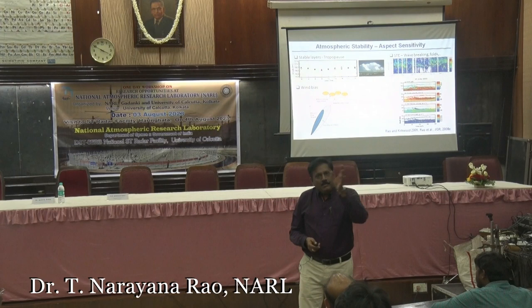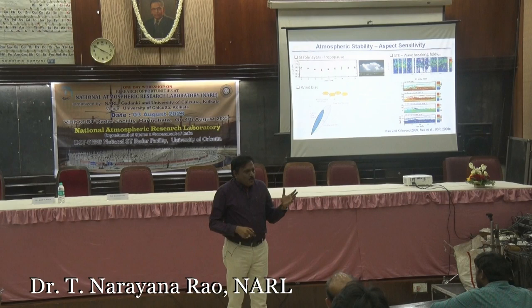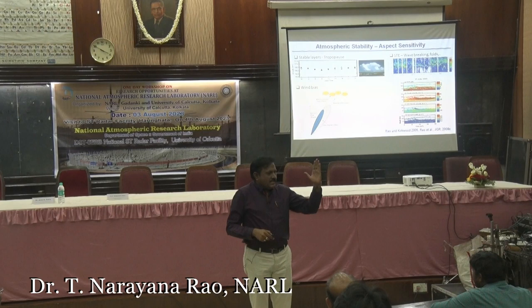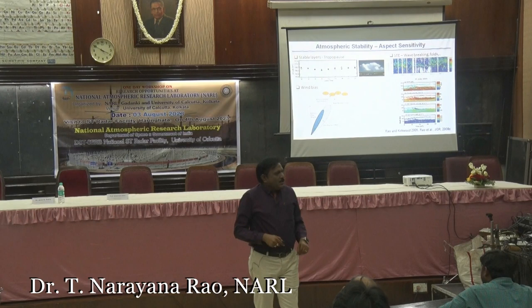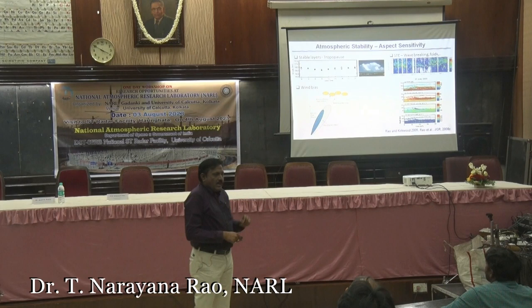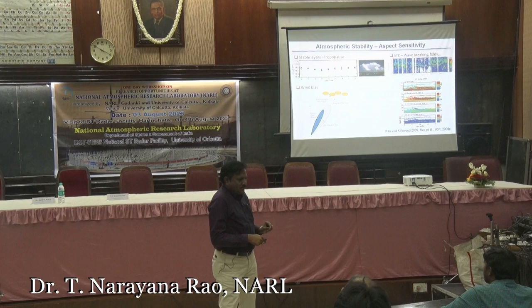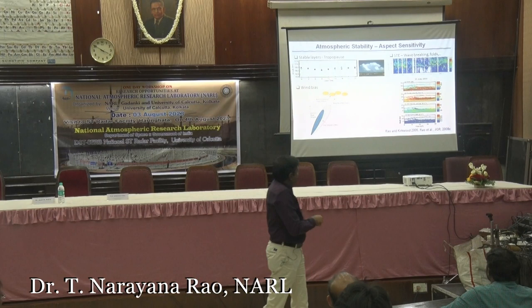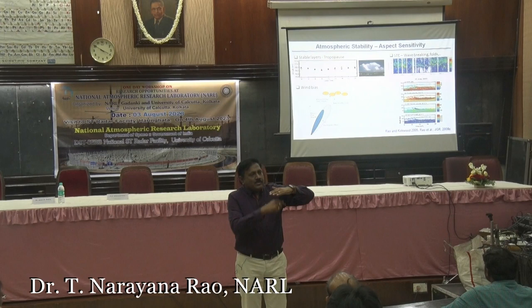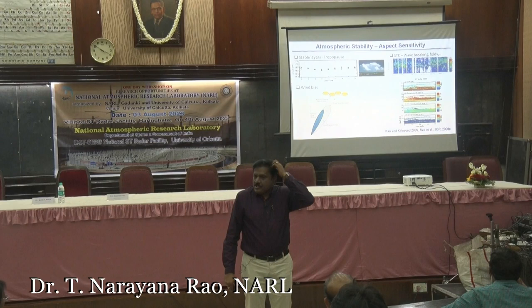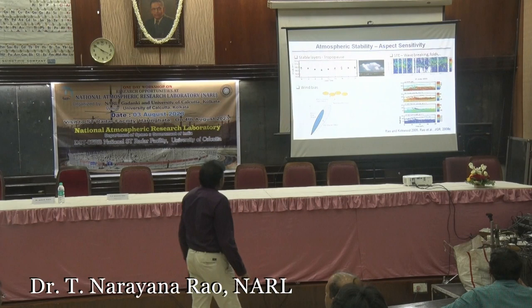Those layer type echoes are formed mainly wherever there is a temperature inversion. So from there we can say that the atmosphere is highly stable there, because instead of temperature decreasing, there is an increase in the temperature. So a stable layer is present there, and because of that we are getting this kind of backscatter. So we can identify where the stable layers are present in the atmosphere. Why do we want to know whether stable layers are there or not? Because when the stability is high, the clouds will not grow.